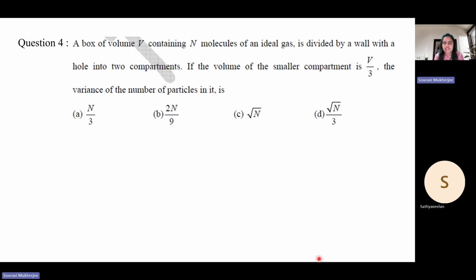So it says that there is a box of volume V with n number of molecules. And now you have divided it into two compartments. And one of the compartments, the smaller compartment, has a volume of V by 3. And we want to find the variance of the number of particles in it. Okay. So any idea how to solve it based on what we have just discussed? We have already discussed all of what is required to solve this question. But any idea?